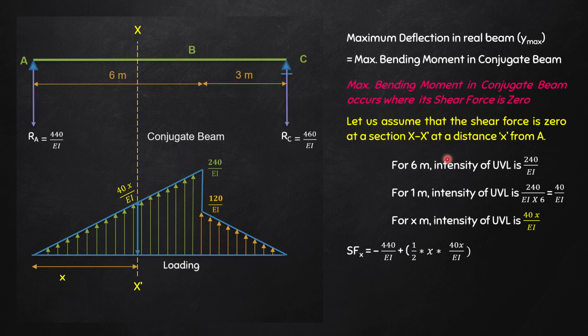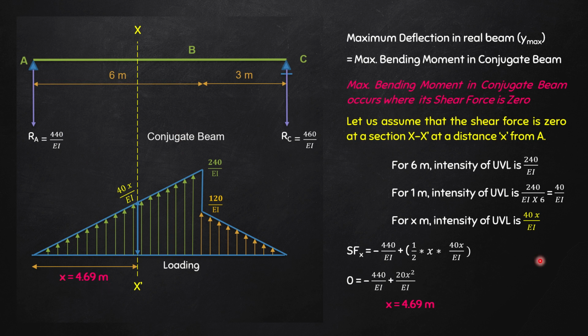This is the shear force at x, and we have assumed it to be 0. If I simplify this and solve it in my calculator, I get the value of x as 4.69. So at a distance 4.69, the value of shear force in the conjugate beam is 0. That means the bending moment is maximum in the conjugate beam at a distance 4.69 from A, and that means in the real beam at a distance 4.69 meter, the deflection is maximum.